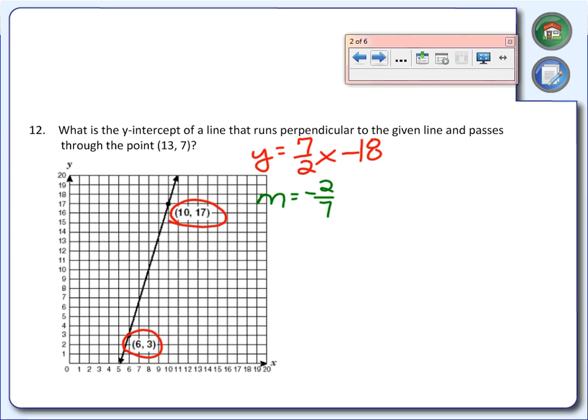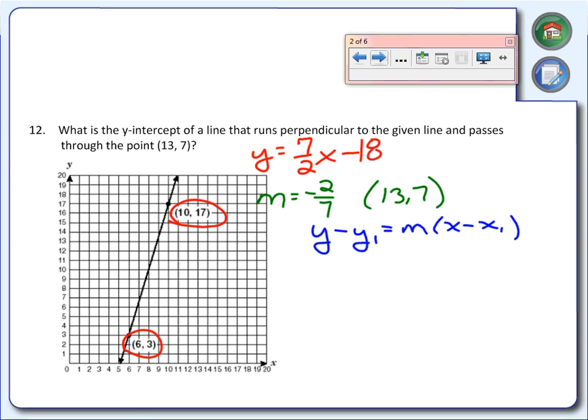Not only does it have to have a slope of negative 2 over 7, but it also has to go through the point 13, 7. Got to meet both of those requirements. So notice what I have here. I've got a slope, and I've also got a point. Slope, point, which means I've got to use the point-slope form. This is the point-slope form. We worked with this one the other day.